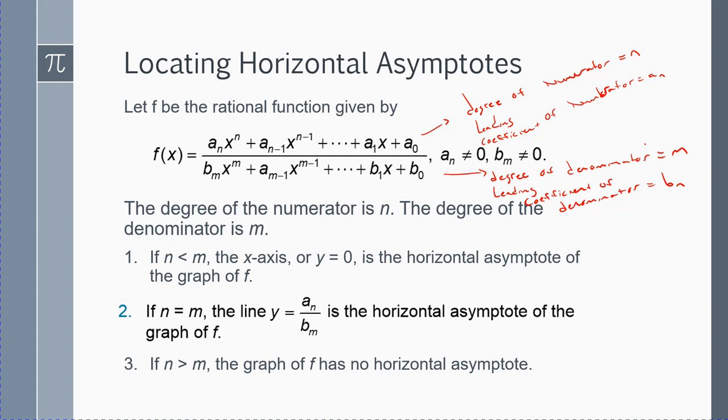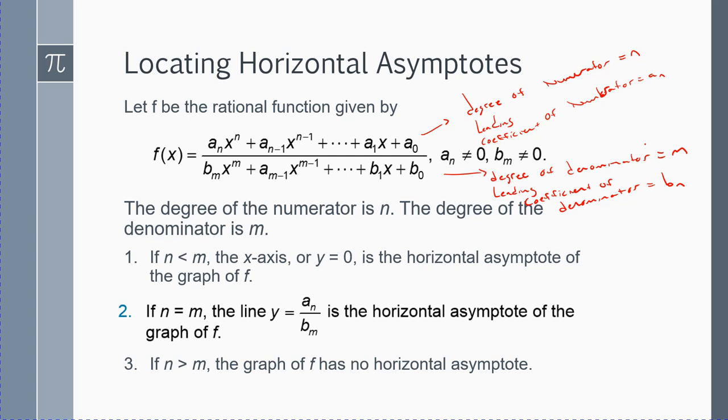If the degrees are the same, so if n is equal to m, the line y is equal to a sub n over b sub m, the ratio of the leading coefficients, is the horizontal asymptote of the graph. And if the degree of the numerator is greater than the degree of the denominator, n is greater than m, the graph of f has no horizontal asymptote.